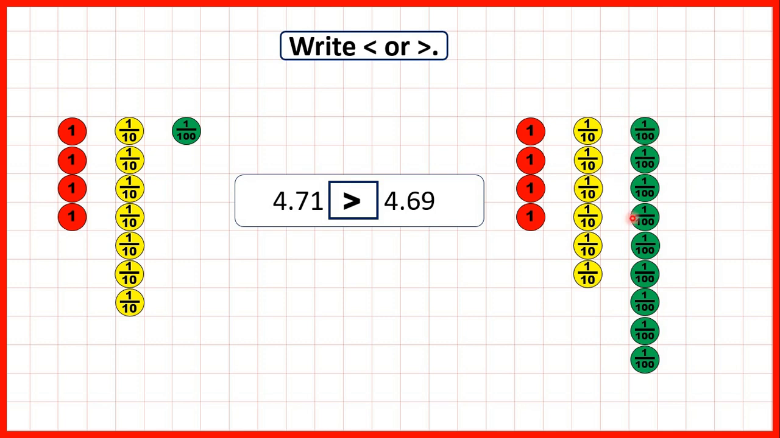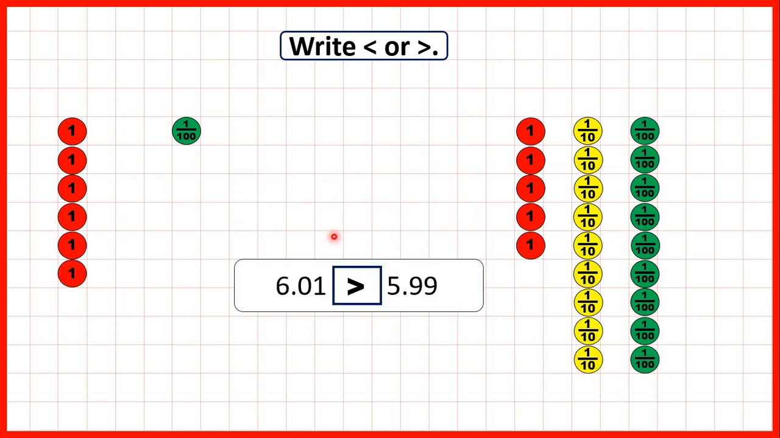It doesn't matter that here we have 9 hundredths and here we only have 1, because remember, we need 10 hundredths to make something with the same value as just 1/10. Then we had 6.01 and 5.99. 6.01 is larger because ones are larger than tenths, so it doesn't matter that we've got 9/10ths and 9 hundredths, because even 9/10ths and 9 hundredths taken together have less value than 1 whole. So because this number has more ones, we know straight away that it's our larger number.